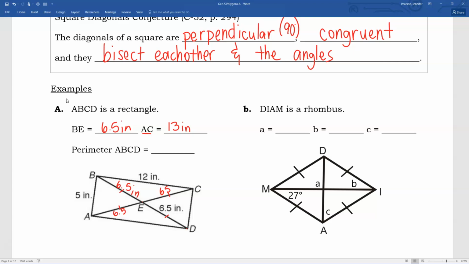I'm also asked to find the perimeter of ABCD. Now remember, perimeter means we have to add all the way around the outside of the shape. We know that opposite sides are the same on all of our parallelograms, including rectangles. So we can add 5 plus 12 plus 5 plus 12. 5 plus 12 is 17. 17 plus 17 is 34. But please go ahead and use a calculator on that if you need to.